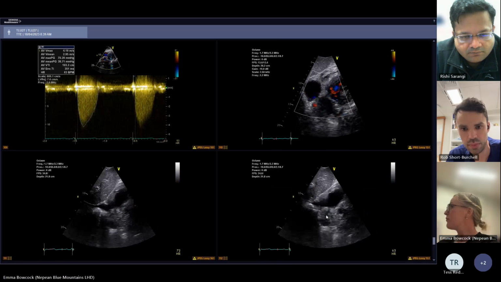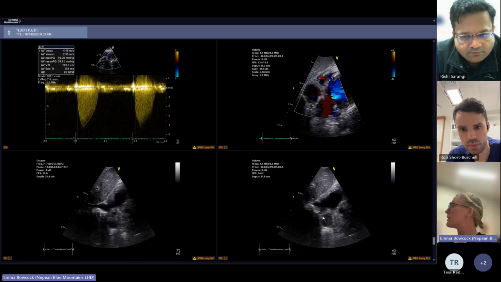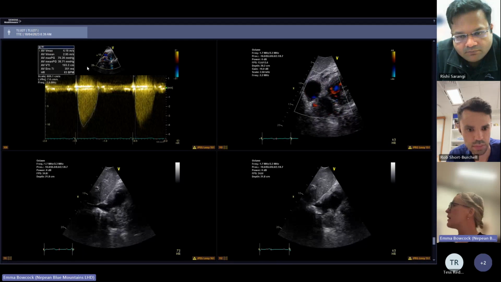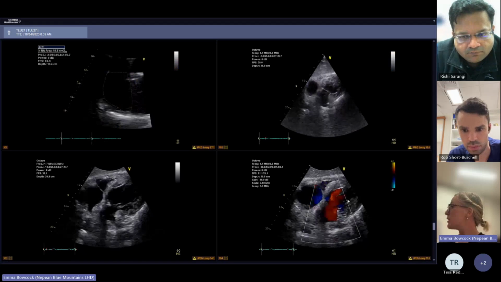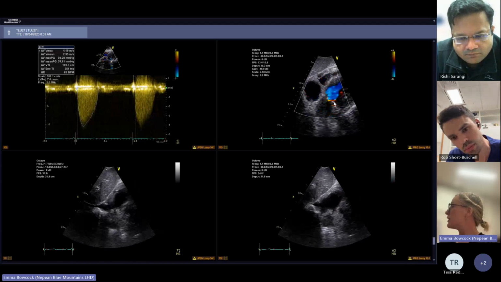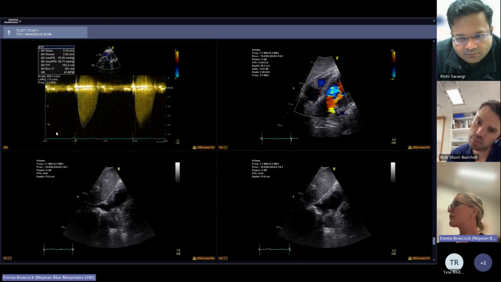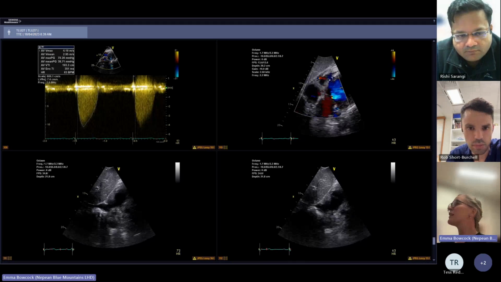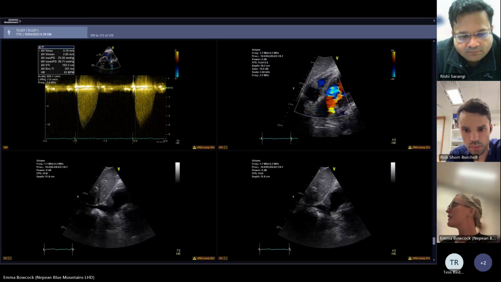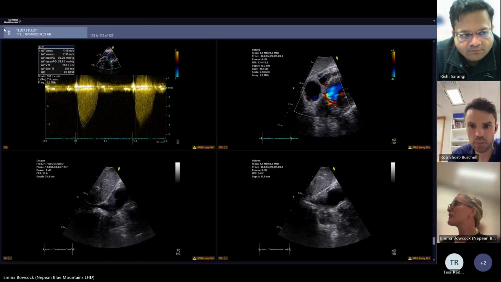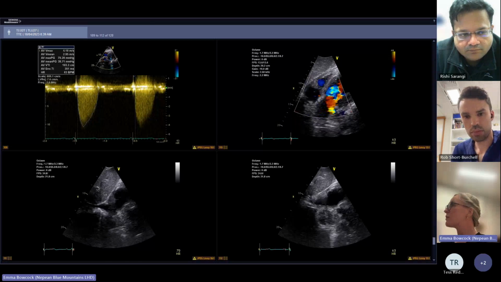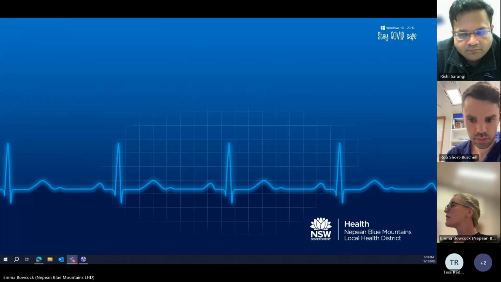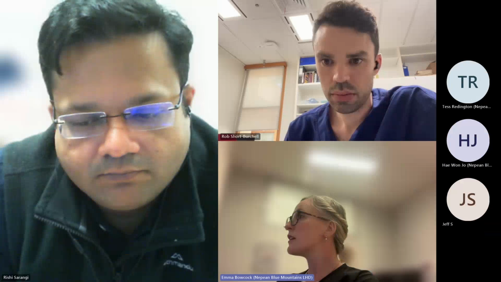I'm only sharing half of the study here, actually, because it's on the other screen as well. But can I just show you this? So here we're in the subcostal window. I need to share this screen. Let me just try and pull it across. I just want to show you this color Doppler before I stop sharing. Share.